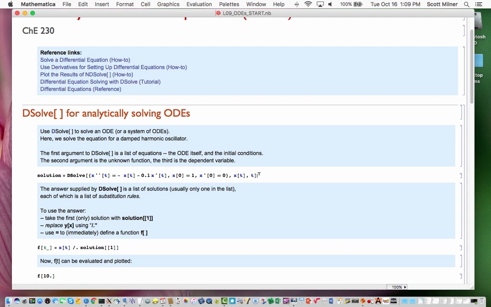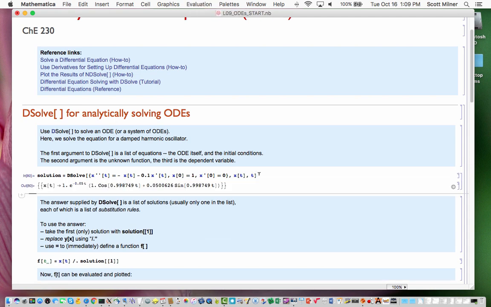So if I execute this line, I get the solution in the form of a list of solutions. There's usually only one in the list. Every once in a while an equation of some kind will have more than one solution. And each solution is itself a list of what are called substitution rules. A substitution rule is x of t goes to, and then the solution itself.